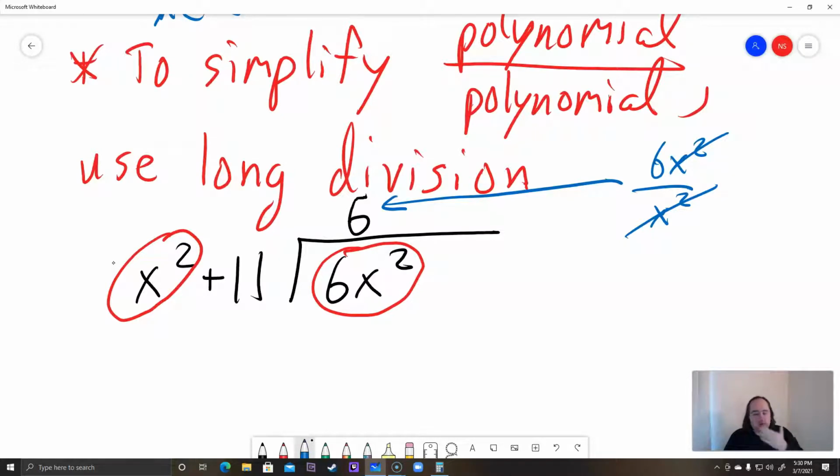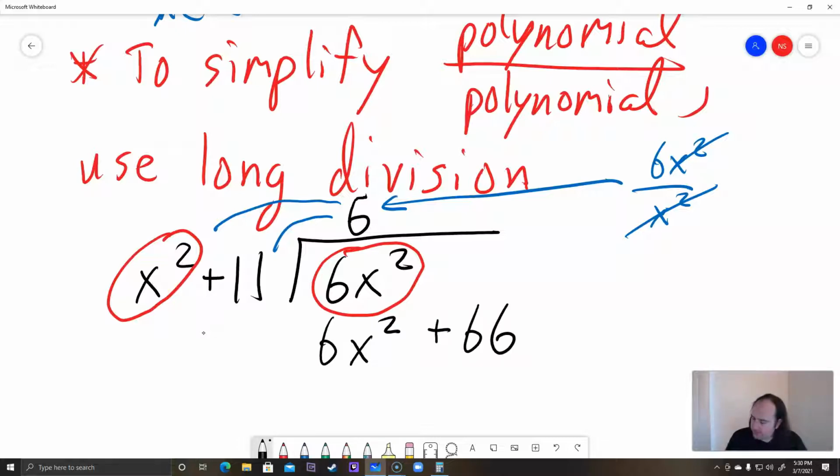Okay, and then what do we do? Well, you go ahead and distribute the 6 to each of these terms. So we distribute the 6 to the x squared and the 11. 6 times x squared is 6x squared, and then 6 times 11 is 66. So we actually have 6x squared plus 66.